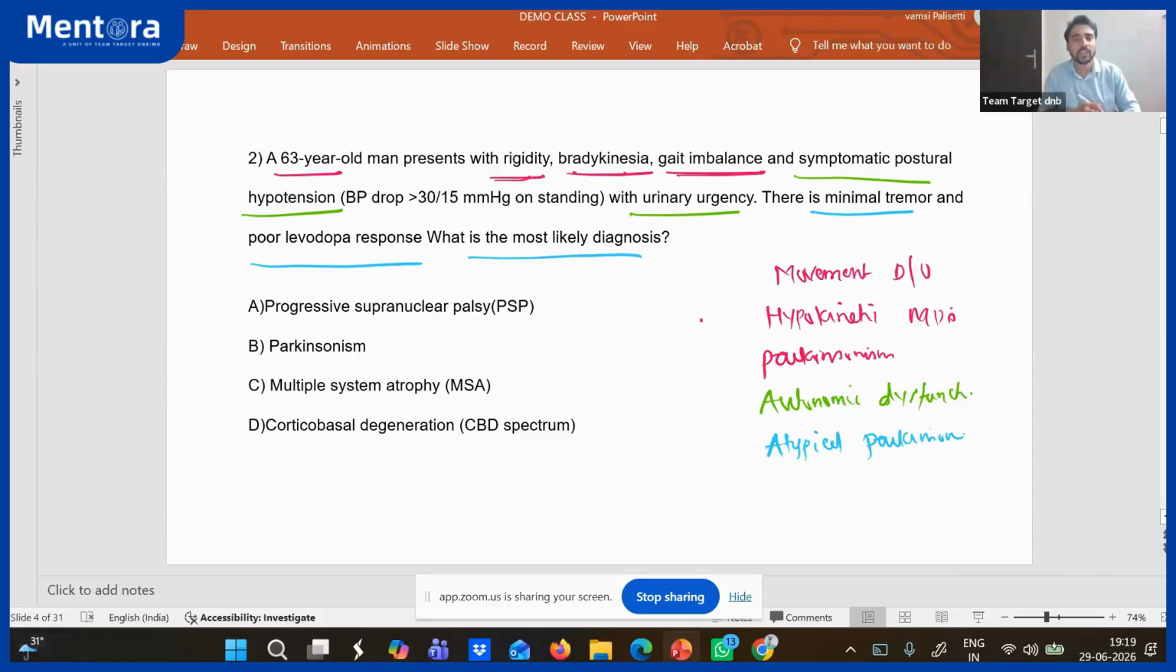This is a simple question they asked. First of all, they're discussing movement disorders. In movement disorders, they're asking about hypokinetic movement disorders because the patient has rigidity, bradykinesia, and gait instability. So Parkinsonism symptoms are there, plus the patient has some autonomic dysfunction in the form of urinary dysfunction and also orthostatic hypotension, right? Apart from that, the patient has minimal tremor and poor levodopa response. So what is the most likely diagnosis? Can anyone say the diagnosis?